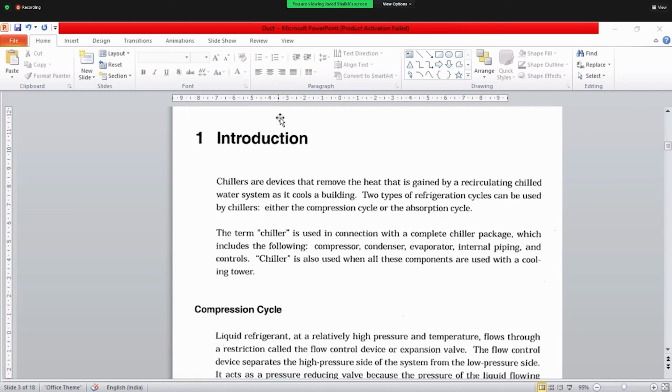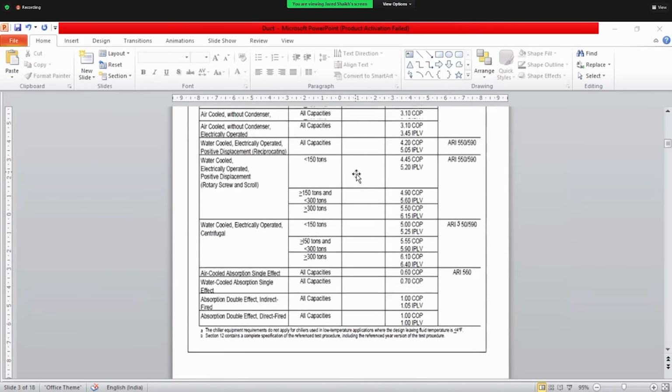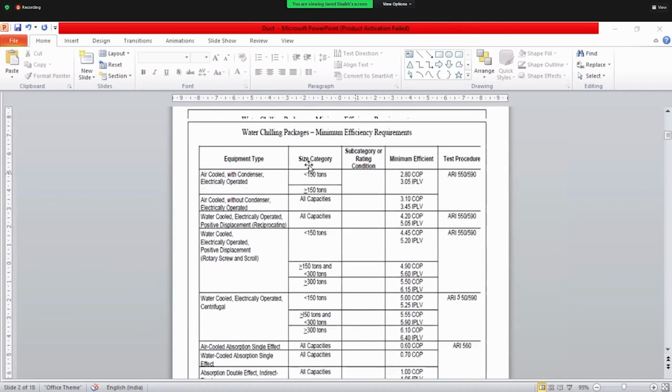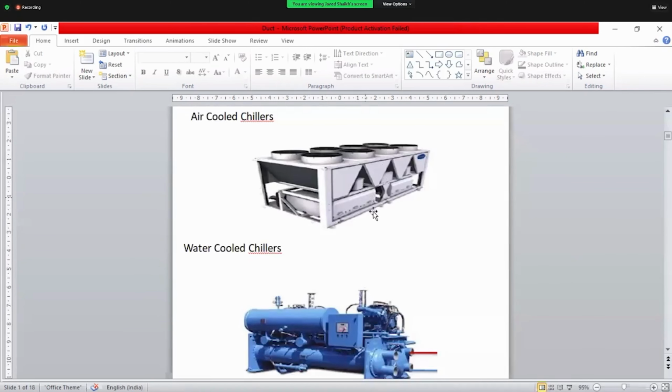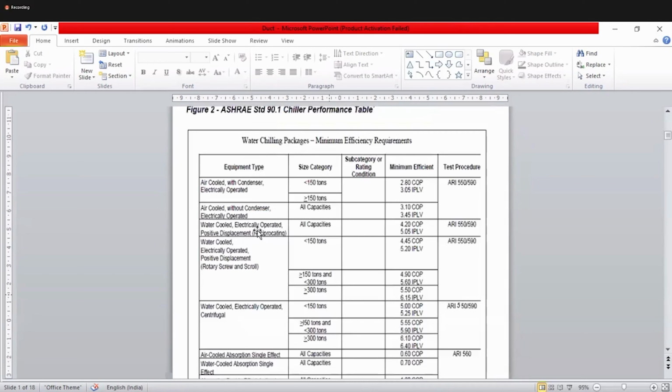So what is basically a chiller and how many types are there? In our previous class we discussed air cooled chiller and water cooled chiller. These two chillers are more frequently used. In medium size buildings and areas, we use air cooled chillers, and for high cooling, meaning district cooling, we are using water cooled chillers.